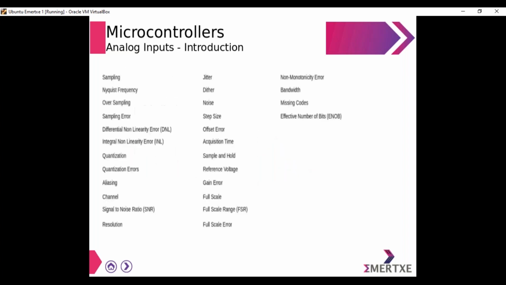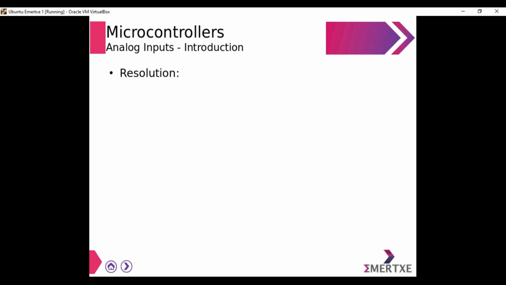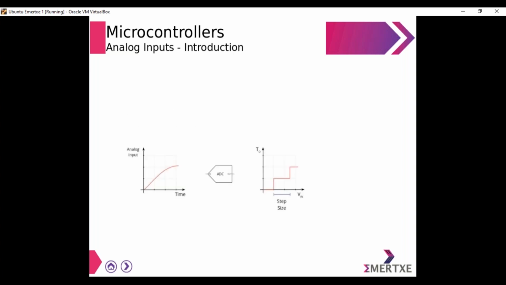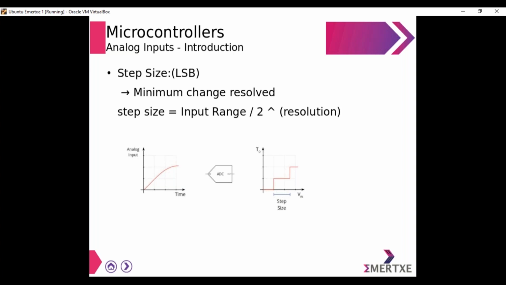With respect to the ADC, we looked into some important terminologies. We saw resolution, which is nothing but the width of the ADC register. As the resolution increases, the value you can store inside the register also increases. Then we saw step size, the minimum voltage it takes for a digital value to change by 1. We noted all the definitions in the previous class.